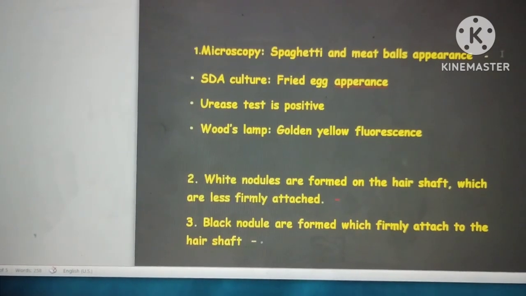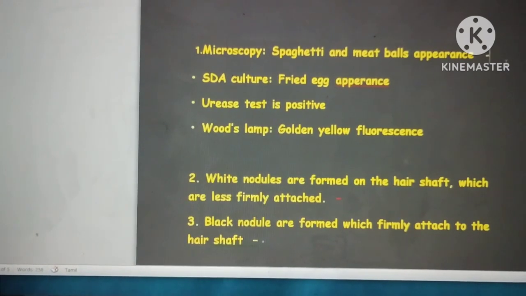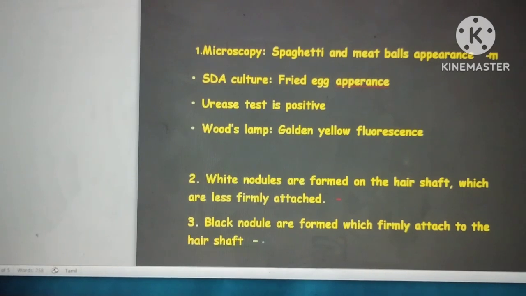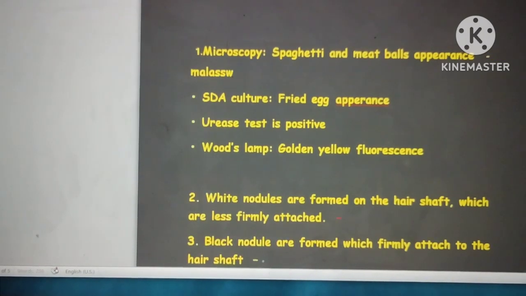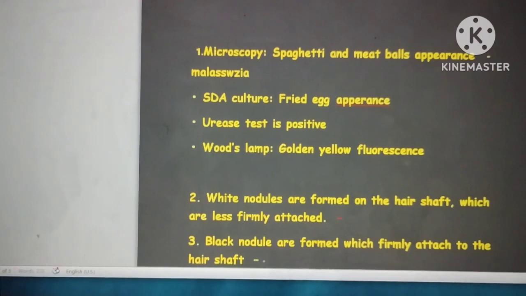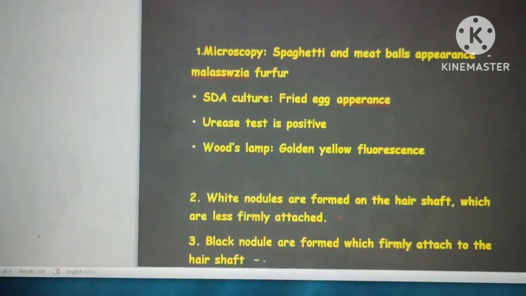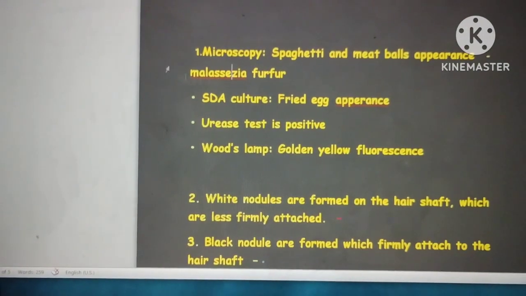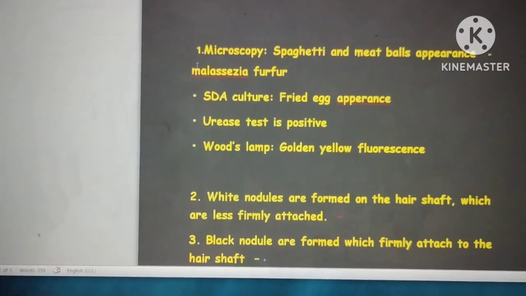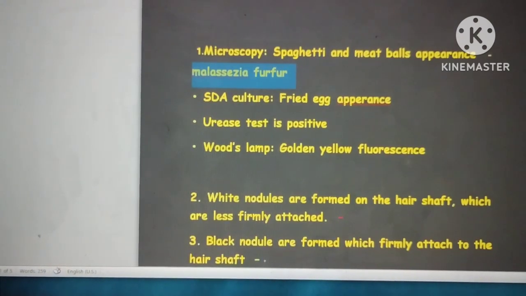So here the organism is Malassezia furfur. They can ask anything. It can be either the causative organism, or the disease caused by this Malassezia furfur, which is tinea versicolor. These are the terms they will usually give in the question paper, and these are the usual tricks. Nothing will be asked other than this.